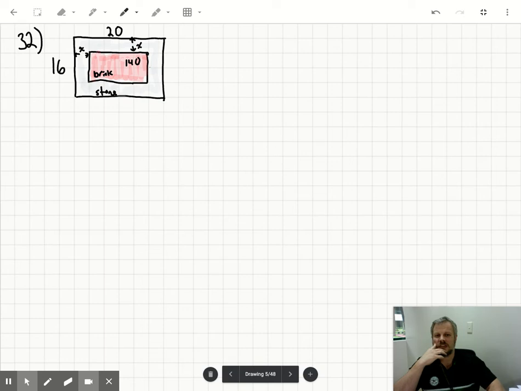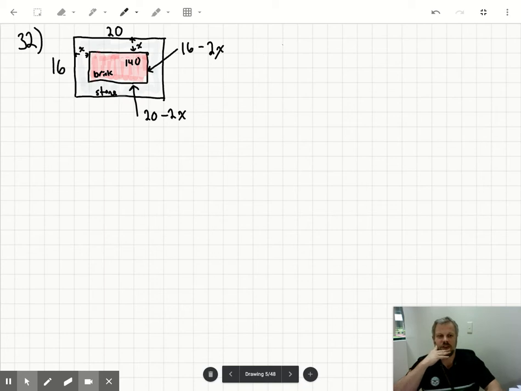So I guess we could say that this length here would be 16, which is this whole width, minus the two stone paths, which would be minus 2x. And then here, this would be 20 minus 2x. Okay, so now that we have the dimensions of the brick, the whole thing's called a courtyard. So for the brick patio, we can go ahead and make an equation.